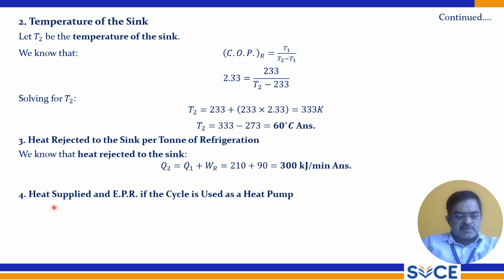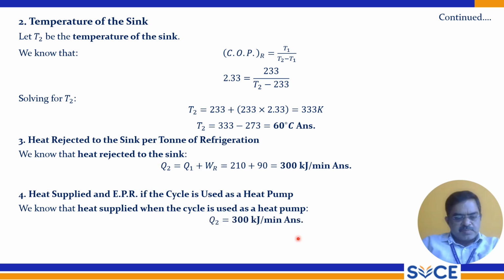So coming to the last part of this question, that is the EPR, energy performance ratio. It is nothing but COP only. So we know that the heat supplied when the cycle is used as a heat pump is Q2 equal to 300 kilojoules per minute, and energy performance ratio equal to COP. So this is the pump COP equal to COP R plus 1, 2.33 plus 1 equal to 3.33. So it is a very simple computation. We can easily calculate this. So 3.33 is the COP of the pump.